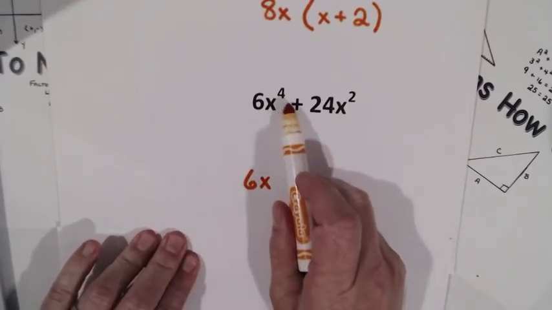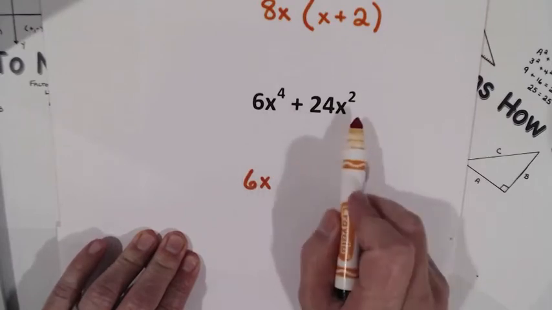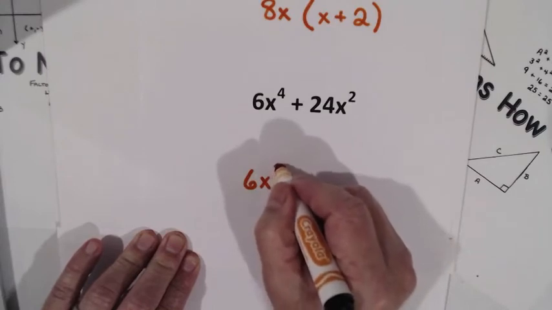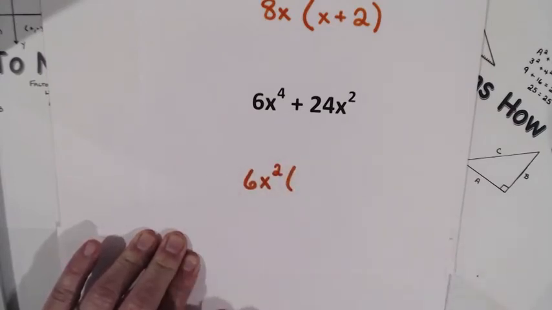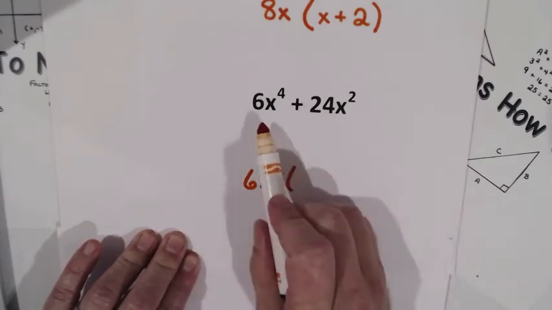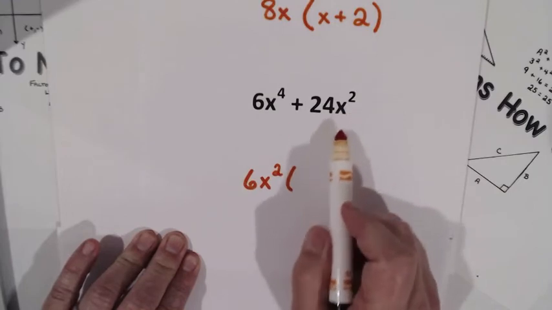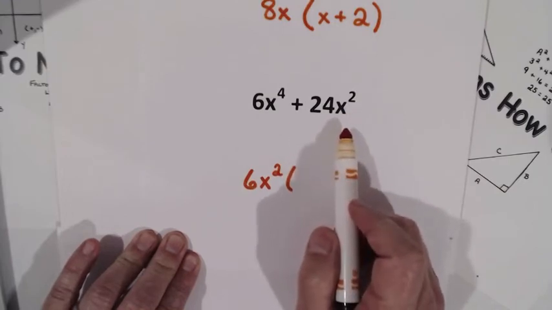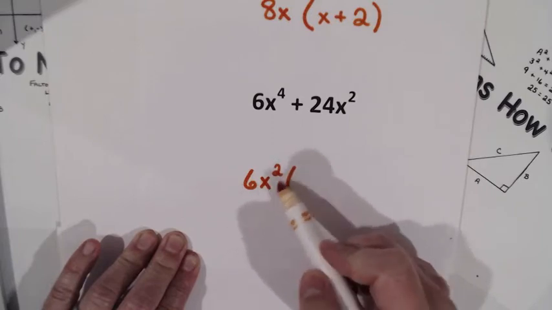This one right here has 4 x's, this one right here has 2 x's. The maximum number of x's I can pull out of each one of them is 2. So on the outside I put x squared and I make my open parentheses. I could pull at least one x, 2 x's, but I can't pull 3 x's out of this one because this one only has a total of 2 x's right there. So the greatest common factor is 6x squared.